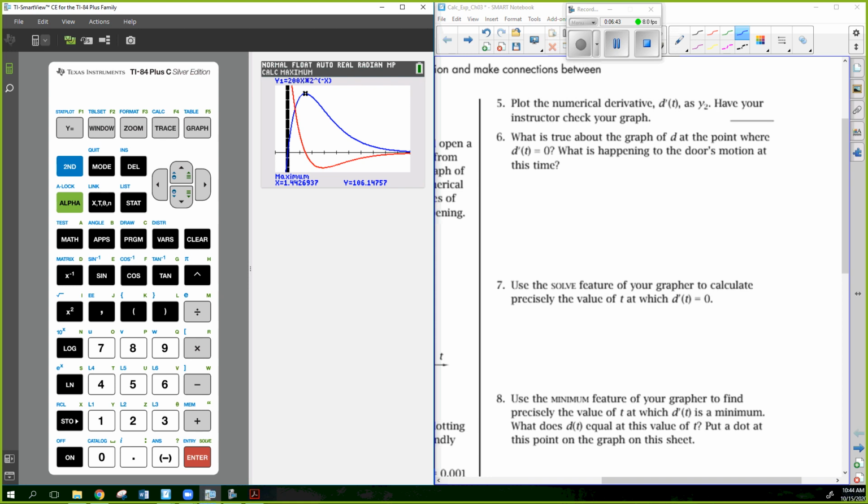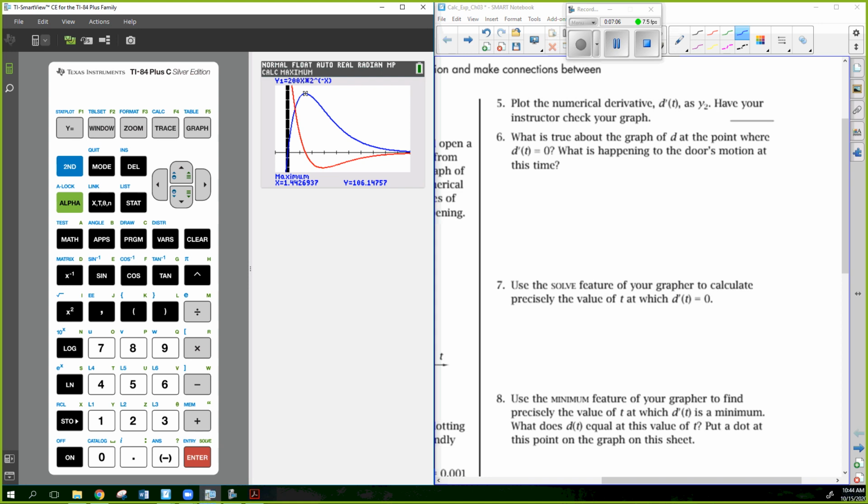Say that again, I didn't hear you. How far is it, or how long it takes to get there. Okay, so you said how far, in seconds, is that what you said? No. Okay, it's time, you're right. So the x is my time. It took 1.4426937 seconds to get to its widest opening.